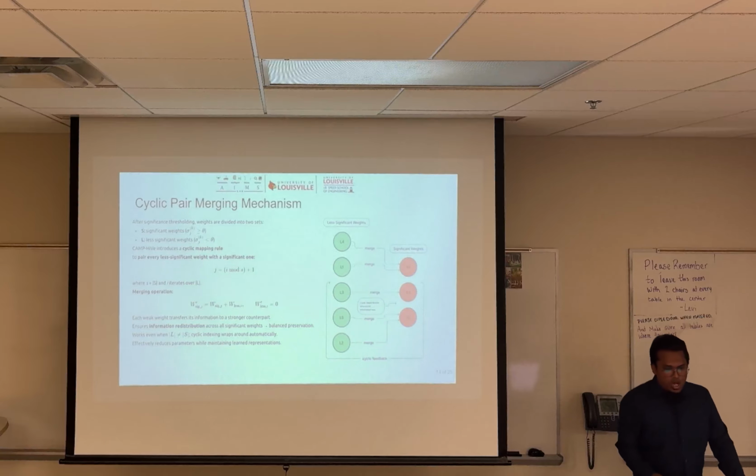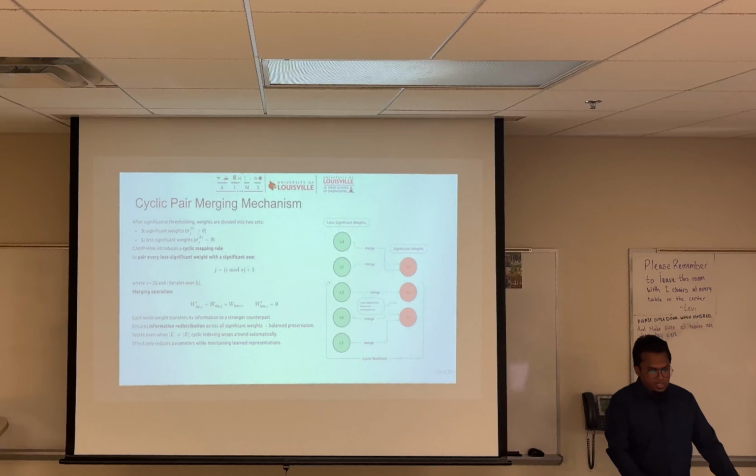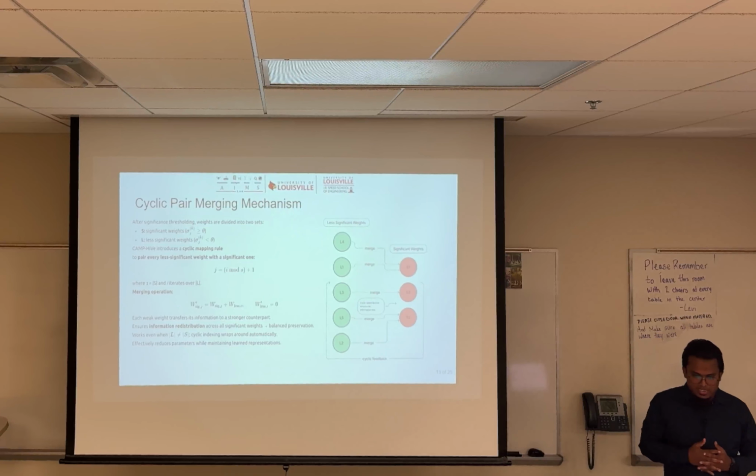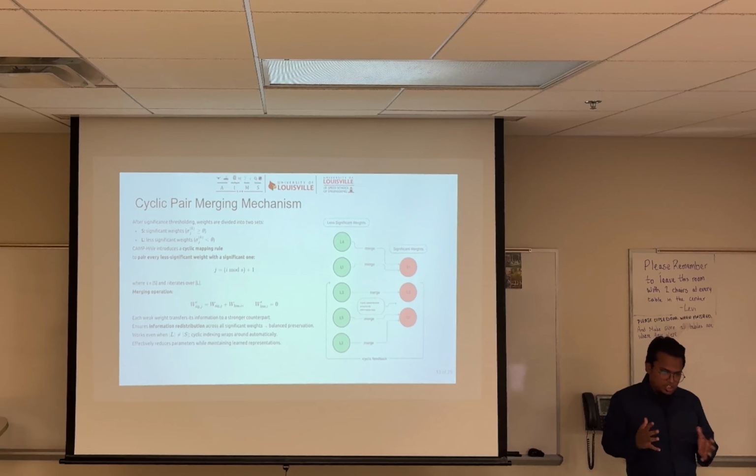Now that we know how CAMP-HiVe estimates curvature and assigns each weight an importance score, the next question is how do we compress the model without throwing the information away? This slide introduces the cyclic pair merging rule, which is one of the main parts of CAMP-HiVe.